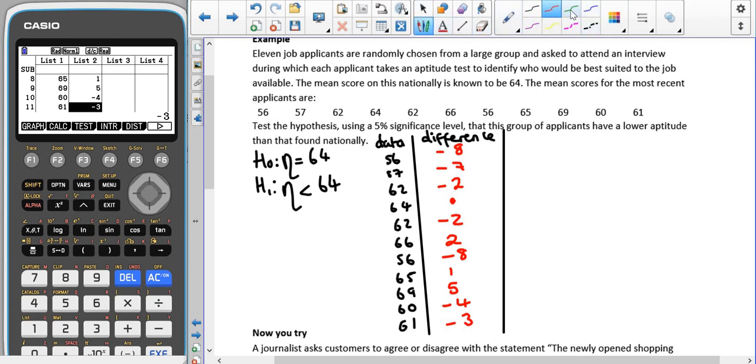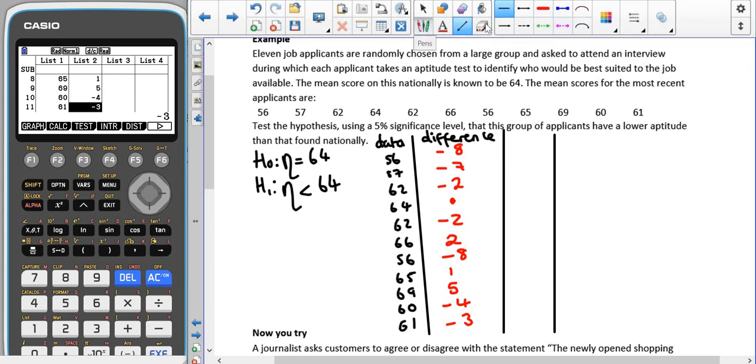Now, when we are doing our ranking, we want to split them into rank pluses and rank minuses. Rank pluses are going to be for when I rank a piece of data that is positive. Rank minus is going to be for when I rank a piece of data that is negative. When I do my ranking, it's just going to be the size of the difference that I take into account, not the actual value. So the smallest difference from 0 that I have is 1 here.